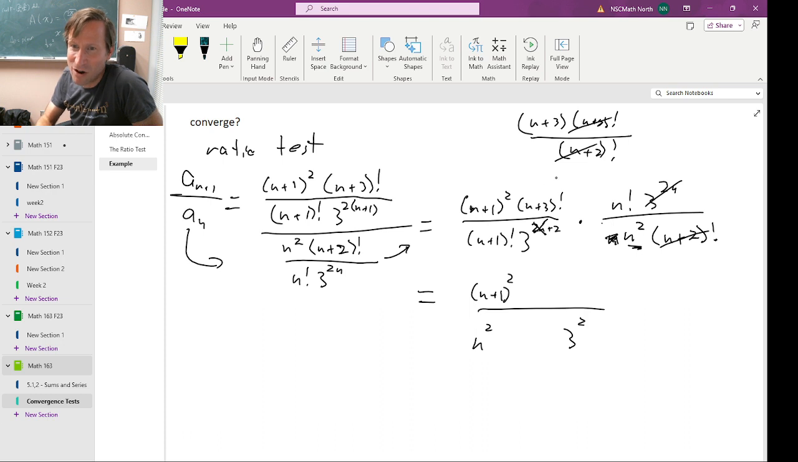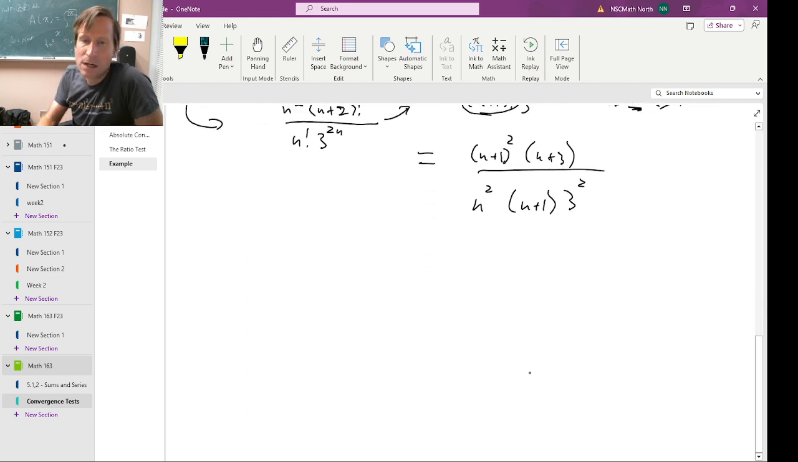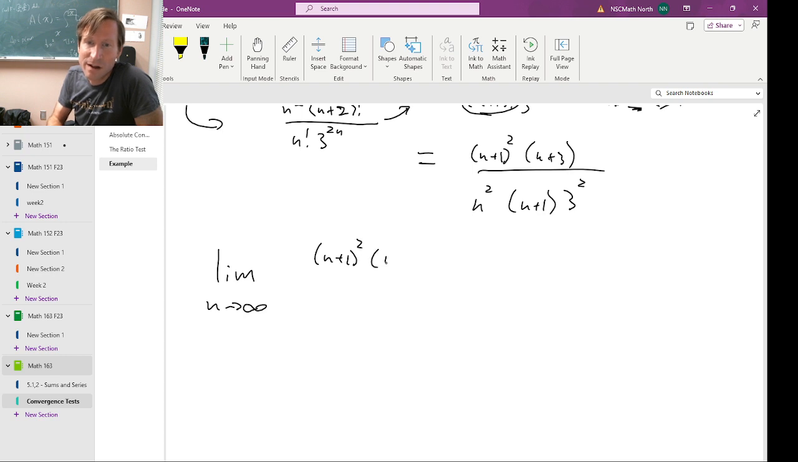So this cancels almost all of this, right? Everything except the last piece, so n plus 3. Okay, and then let's see, this n factorial and this (n plus 1) factorial, right? Almost all of that cancels, and we're left with an n plus 1 in the denominator. Okay, now we can take the limit of this as n goes to infinity. So limit as n goes to infinity of (n plus 1) squared times (n plus 3) over n squared times (n plus 1) times 3 squared, which is 9.